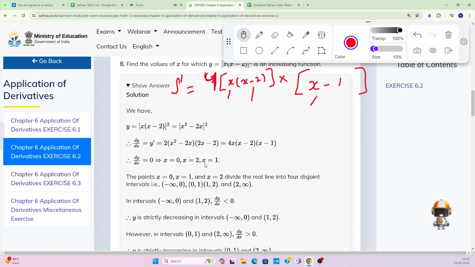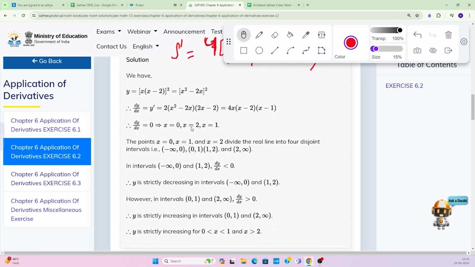So you have the points 0, 1, 2. Now which is your least value? Least is 0. So one interval will be minus infinity to the least value, and then you take the maximum value to infinity. Every time you have to follow this: minus infinity to the least value and maximum value to infinity. Now you can form the in-between intervals also: 0 to 1 and 1 to 2. So you will have 4 intervals, and in those 4 intervals the sign will be like what?